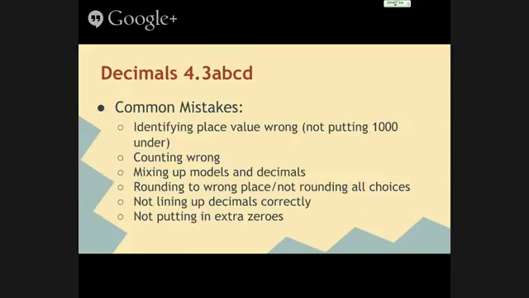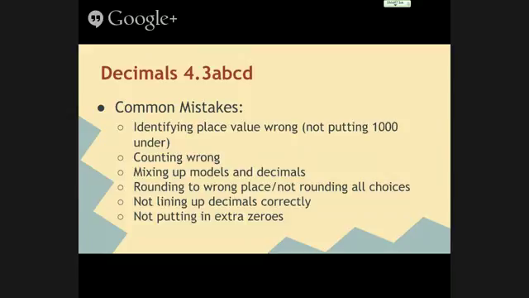Counting wrong. What I mean by that is if we were to go back to the grid, they might have 7 little boxes shaded in, but maybe they count 6 just because they're counting quickly. Or on the flip side, counting 6 little boxes and thinking that means 0.6 rather than 0.06. So that's what I mean by counting wrong. Mixing up the models into decimals, going back to what I just said. They might see that in one problem the strip is the 1 whole, and the next problem the grid is the 1 whole. So they have to make sure they're transitioning back and forth between that.